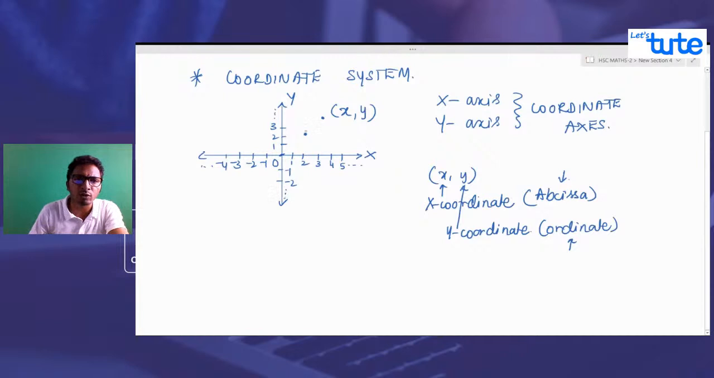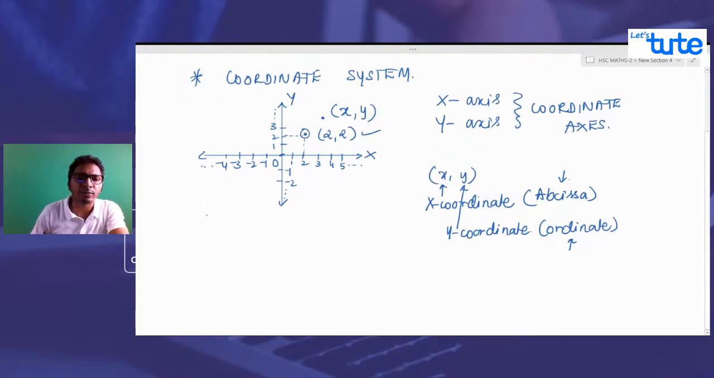Suppose I want the location of this point. How do I go about it? I see where it matches the value on the x-axis, and I can see that it is 2. Similarly, I'll match with the y-axis. Again, I can see that it is 2. So this is how the point is located. Basically, they are also called Cartesian coordinates. It's because the French mathematician René Descartes gave this idea of locating points on the coordinate axes. So therefore they are also called Cartesian coordinates.